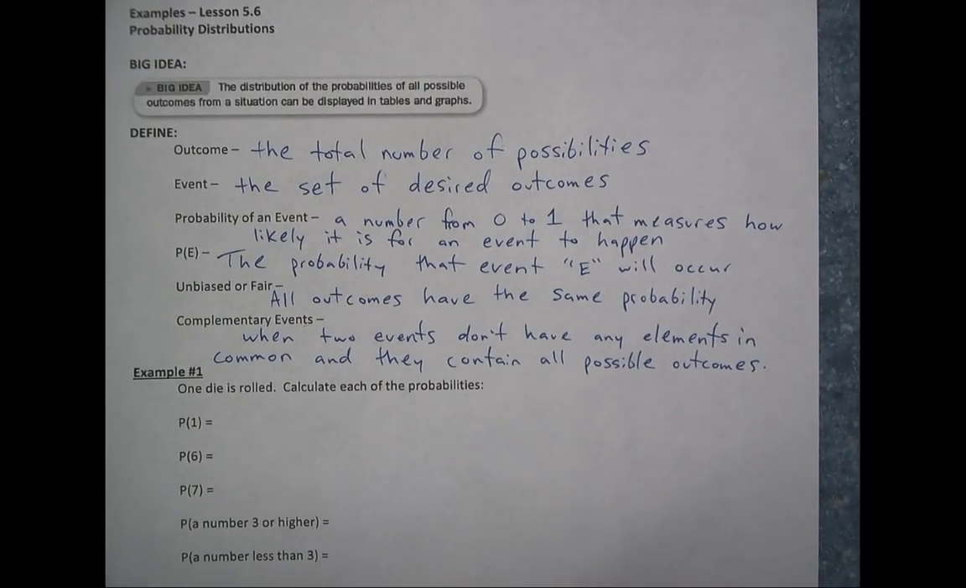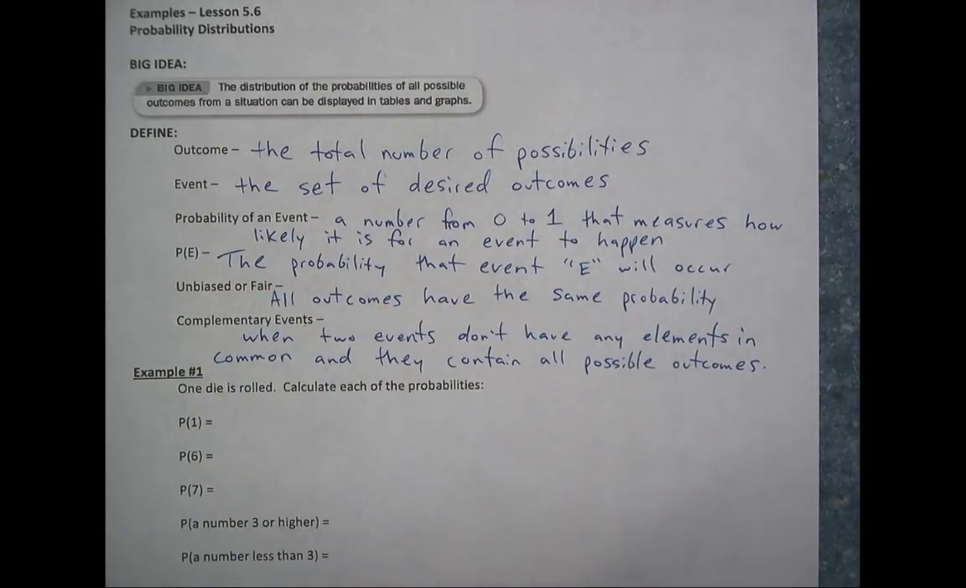All right, today is lesson 5-6 in your algebra book. Your big idea: the distribution of probabilities of all possible outcomes from a situation can be displayed in tables and graphs. So that's kind of a real wordy big idea. Basically, we're going to look at finding the probability of events and looking at odds, outcomes, things like that.